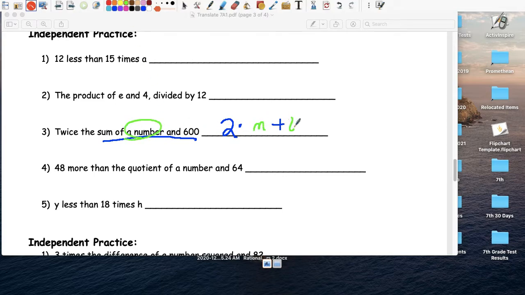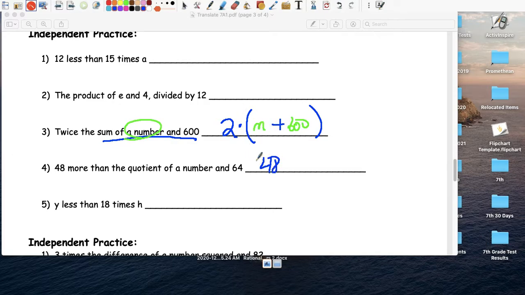and 600. Now because there's another operation happening over here, I need you to put a parenthesis. Okay? Because we're adding, we want to add a number and 600 and then multiply by 2. So I need to put the protection there. Okay? Around the sum.